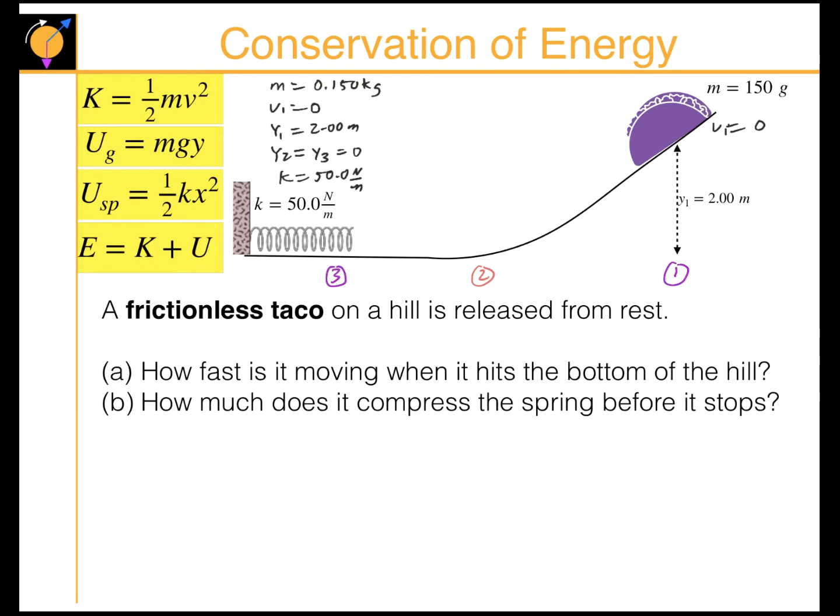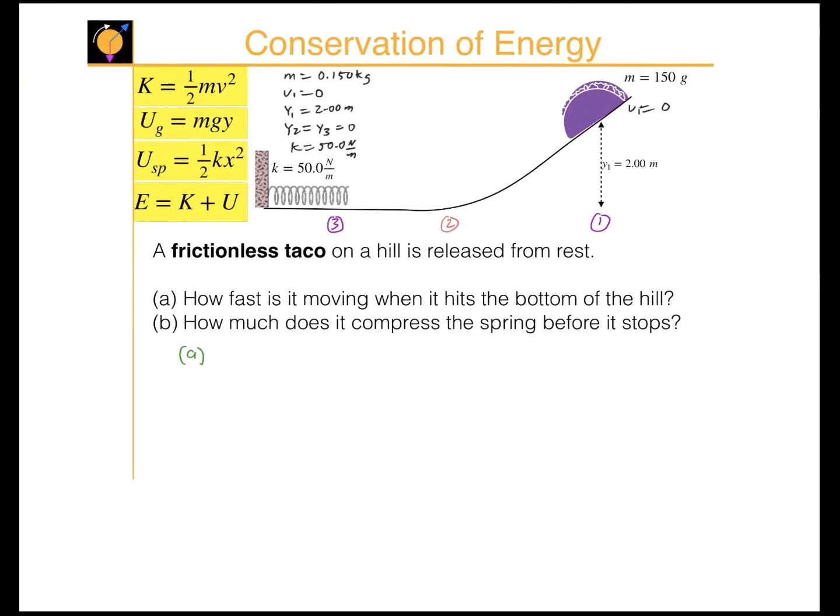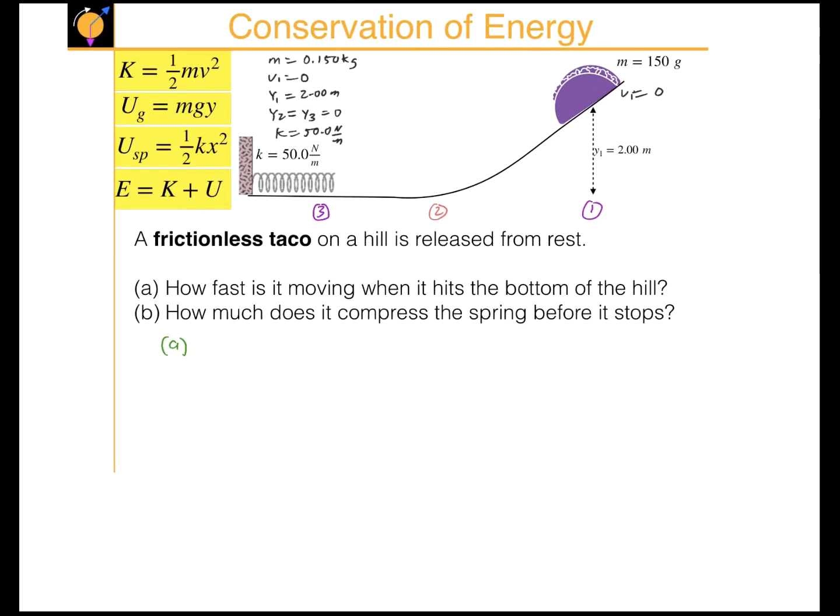So for question A, we're going to use conservation of energy as we often do. So conservation of energy says that the energy at point 1 when it's at the top of the hill is equal to the energy at 2 when it's at the bottom of the hill. So K1 plus U1 equals K2 plus U2. So when it's at the top of the hill, that's right when we let it go, it's not moving, so its kinetic energy is 0. And the only energy it has when it's at the top of the hill is potential energy, right?